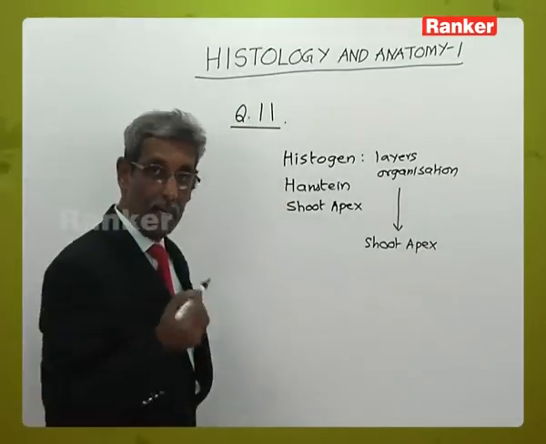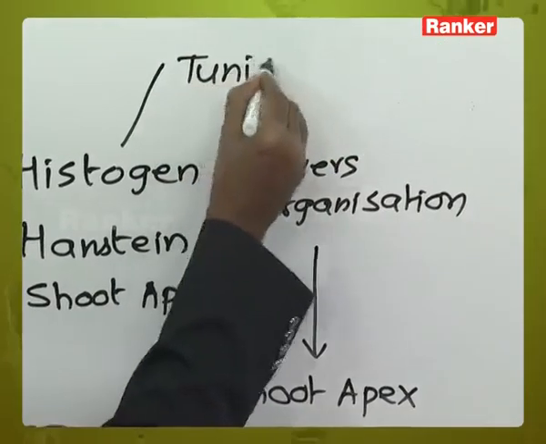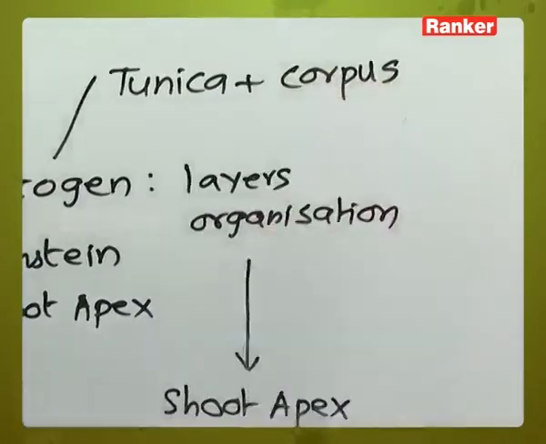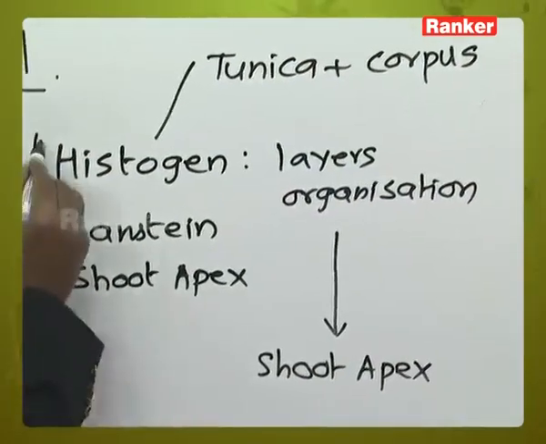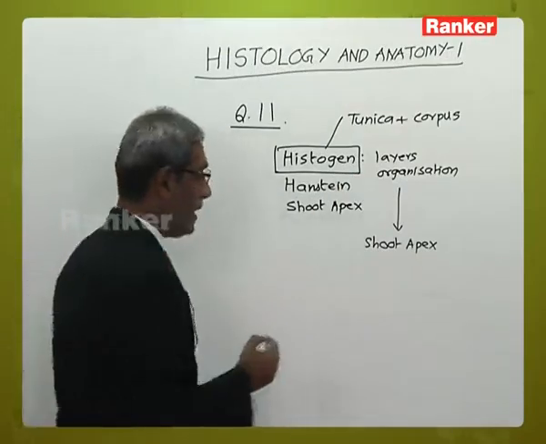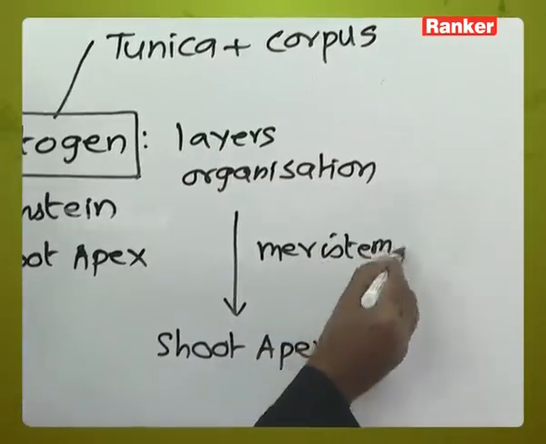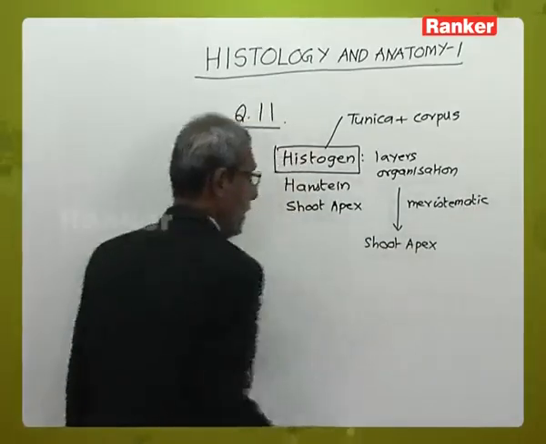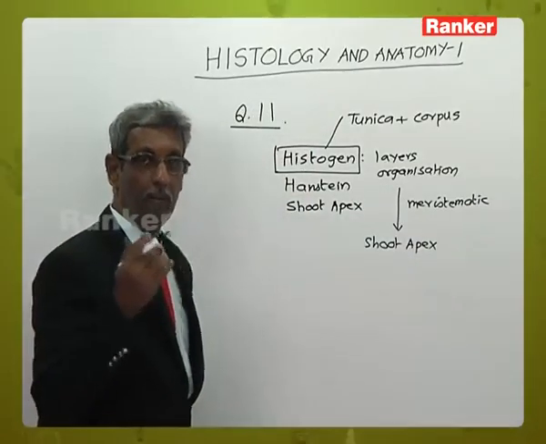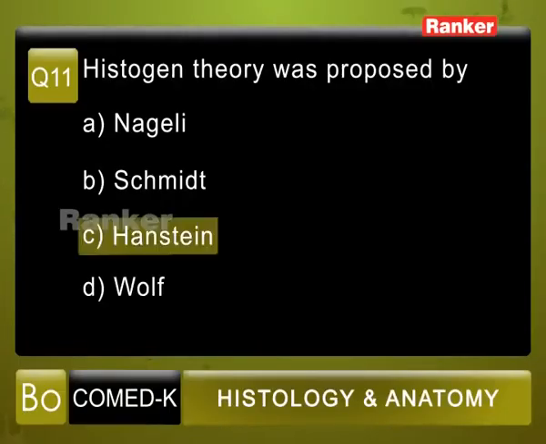and histogens in turn can be differentiated into tunica and corpus. So, it is believed that histogens are meristematic, and they are the starting points for the formation of the different tissues in the plant body. The right answer is C.